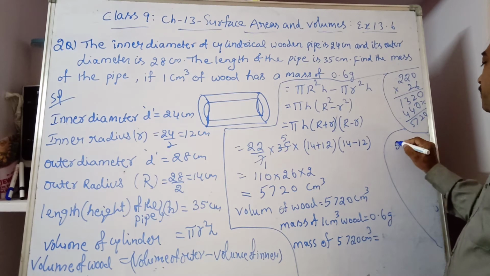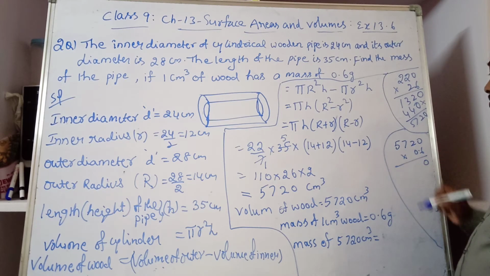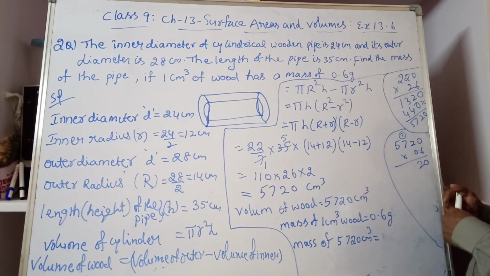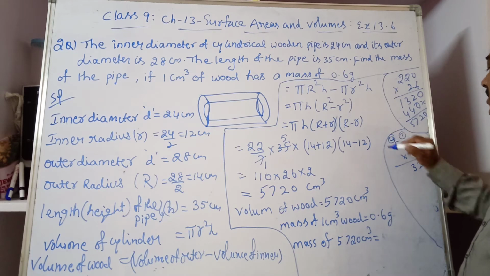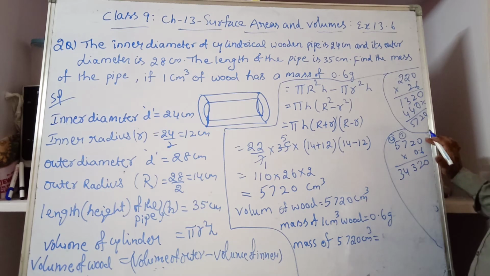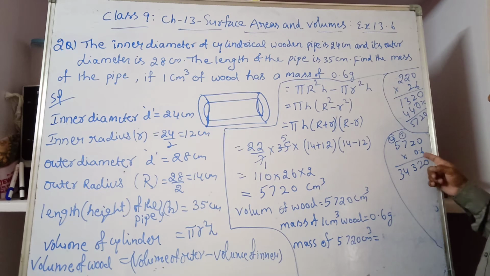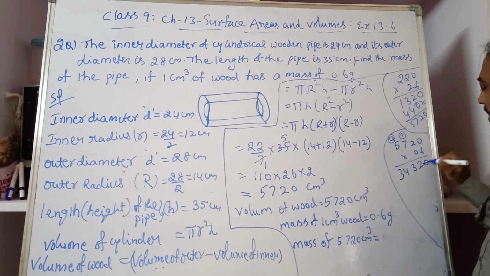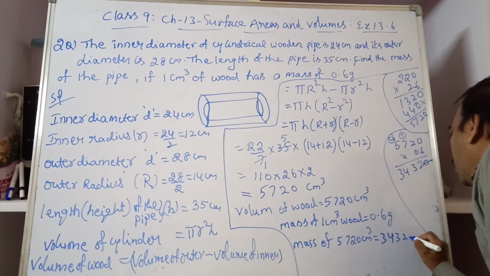So 5720 into 0.6. 6 zeros are 0, 6 2s are 12, 1 remains. 6 7s are 42 plus 1 is 43, 4 remains. Then 6 5s are 30 plus 4, 34. After the decimal point we have one digit, so cancelling it, we get 3432 grams.